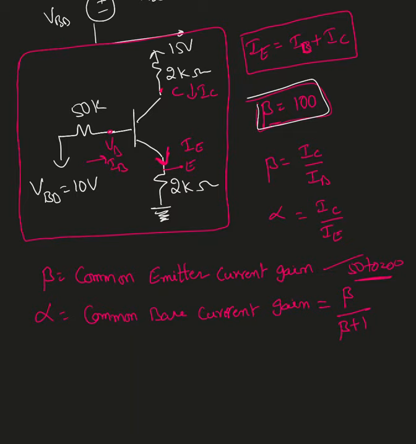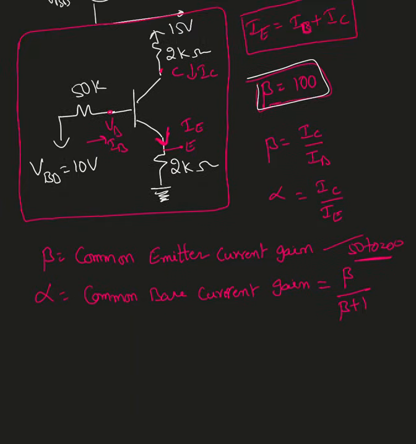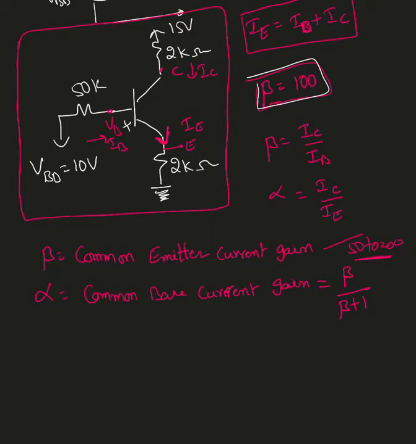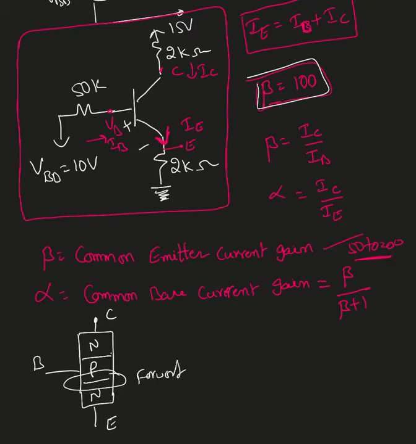Now we're going to start solving the example by assuming this transistor is in active mode of operation. When it is in active mode, the base to emitter junction is always forward biased, and the collector to base junction is reverse biased. In active mode of operation, this transistor is going to act like an amplifier, to amplify the signal. There are mainly three modes of operation.